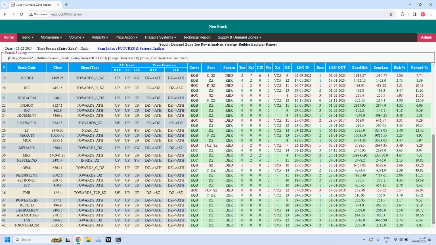That way, how many stocks are filtered? 42 stocks. Earlier the list was 45, right? Okay, now 42 stocks are filtered.